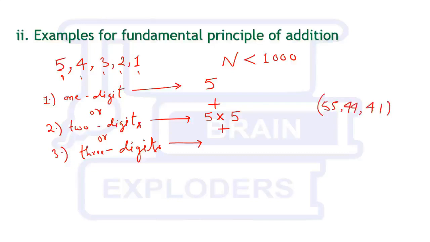Now for a 3-digit number also, in the same way, the first digit can be chosen from the 5. Similarly, the second can be chosen from any of the 5, and similarly the third can be chosen from any of the 5. Now on adding all these, we get 5 plus 25 plus 125, that is equal to 155.